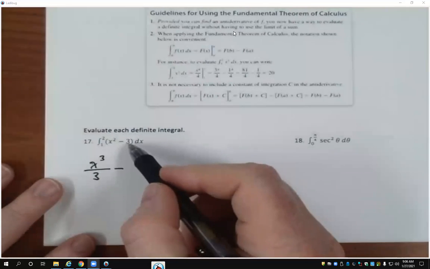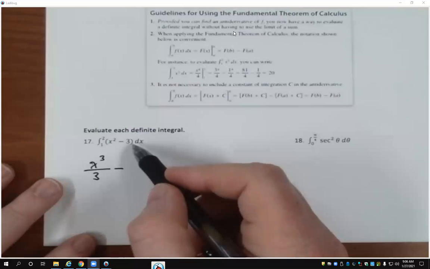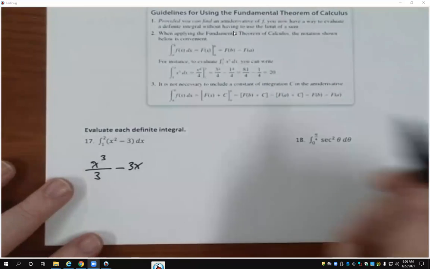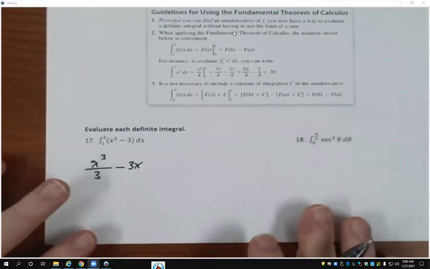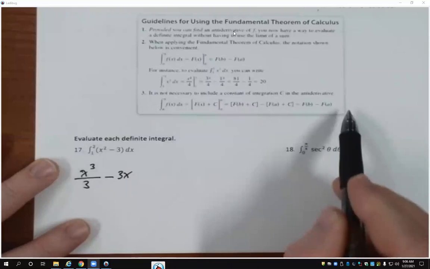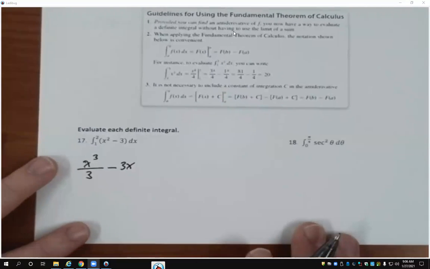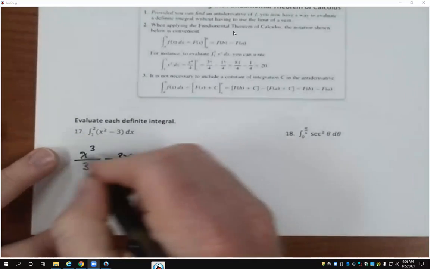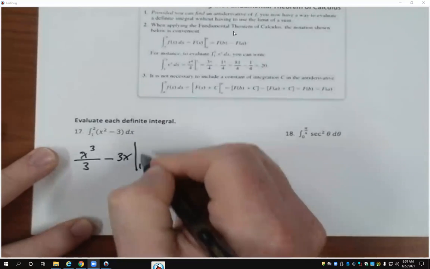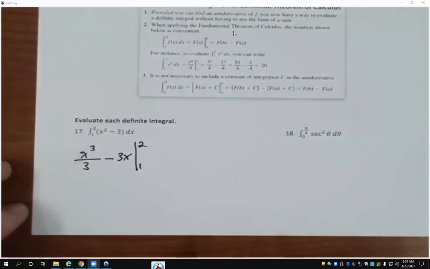Okay, next piece of the function is we don't have an x, so we're going to put in an x. We do not have to put the plus c, so that's what this is explaining right here. It's not necessary to include the plus c. Okay. And we're going to do this from, that just means from 1 to 2. We should have an equal sign right there.